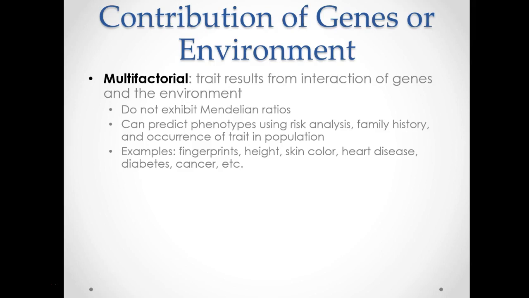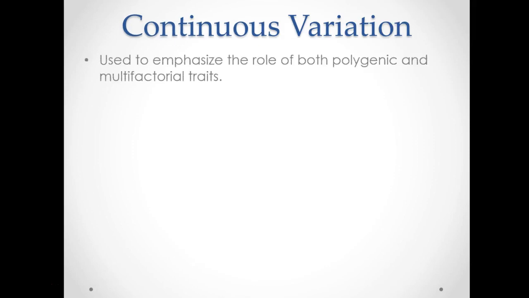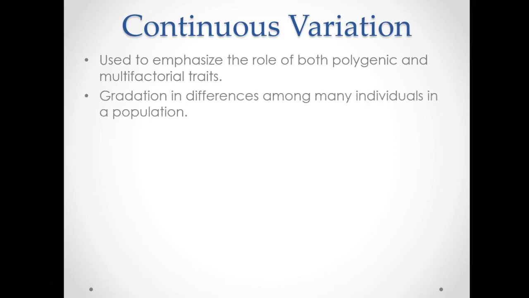But things like fingerprints, your height, your skin color, your risk of heart disease, your risk of diabetes and cancer, and all of these traits specifically related to our health are all examples of multifactorial traits. And again, it's important to note that we have what's called continuous variation. And again, we use this for both those polygenic traits and these multifactorial traits.